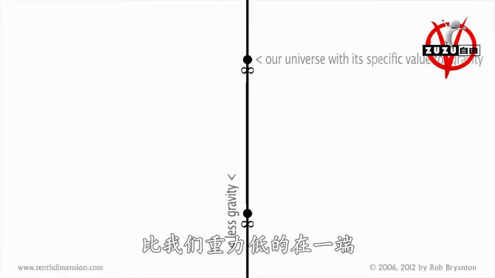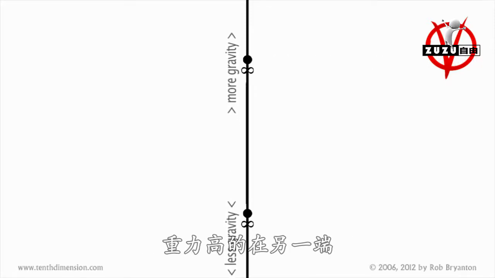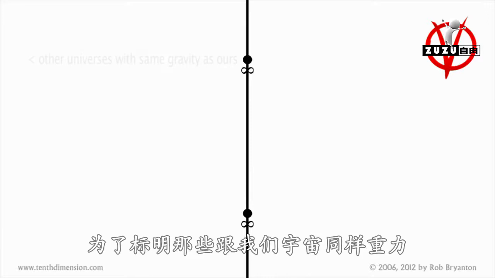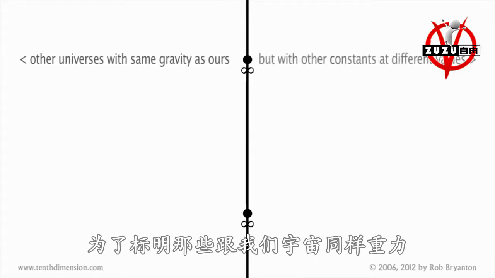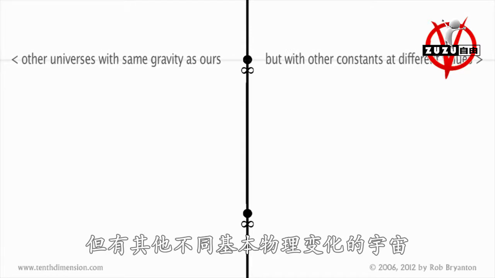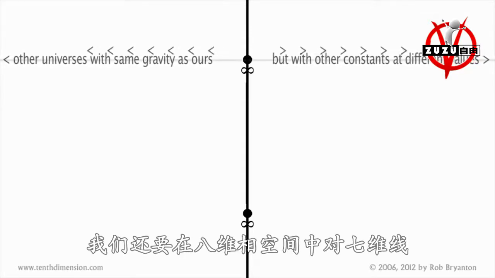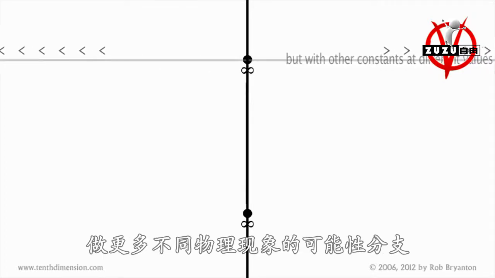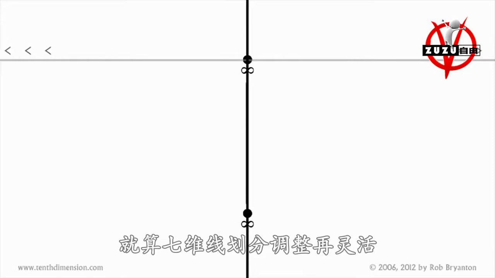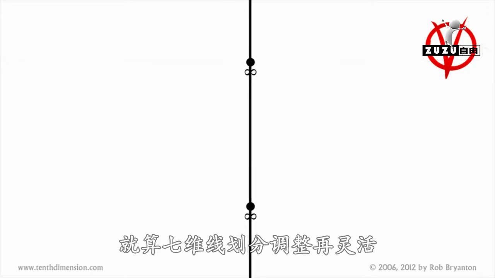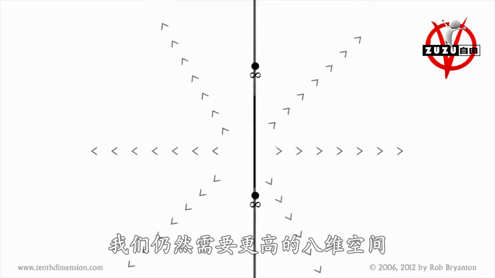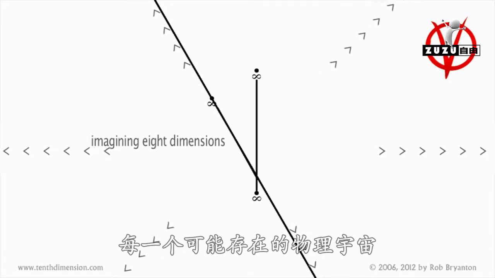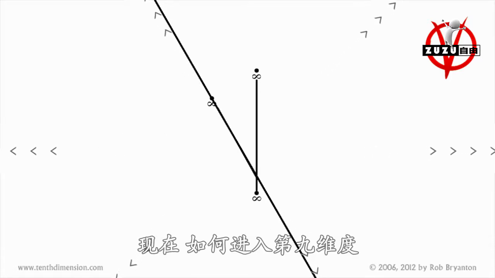Lower gravity than ours would be in one direction, and higher gravity in the other. Would that line be a way to get to every possible universe? No. In order to represent other universes with the same value for gravity as ours, but with other basic physical constants changed, we need to branch off to the possibilities contained within the eighth dimensional phase space of all possible physical realities. And this would be true no matter what variables we were adjusting within the seventh dimensional line. We would still need the additional degree of freedom afforded by the eighth dimension to get to every possible physical universe. Now, how do we get to the ninth dimension?